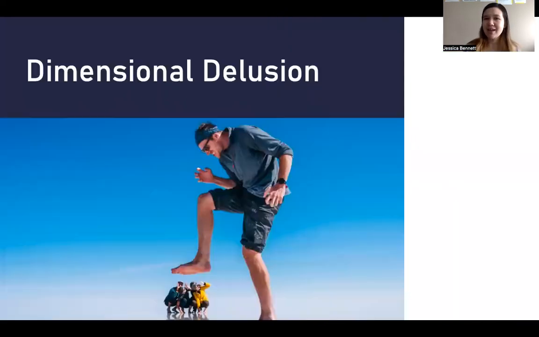The last type of special effect, which we will explore in today's challenge, is dimensional delusion. As you can see in this image, there is what appears to be a giant squashing a bunch of other smaller humans, although we know that probably these people are all actually the same size, but rather there's a trick called forced perspective, which is being used.